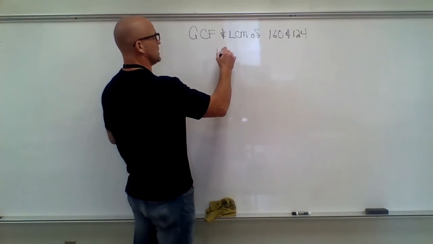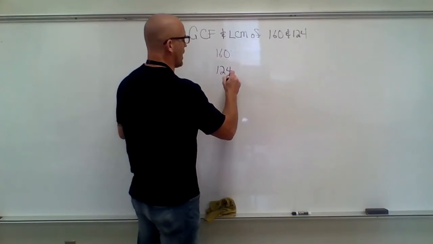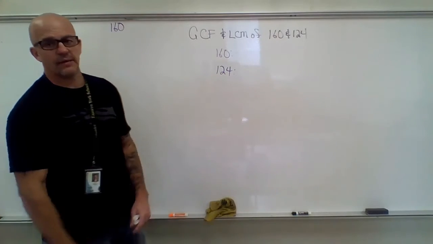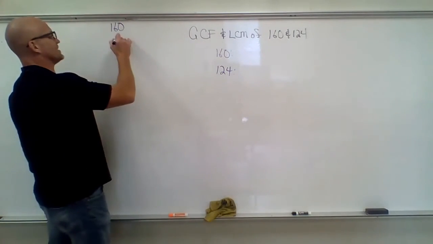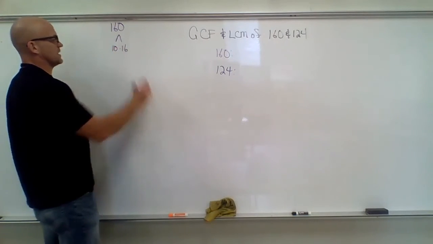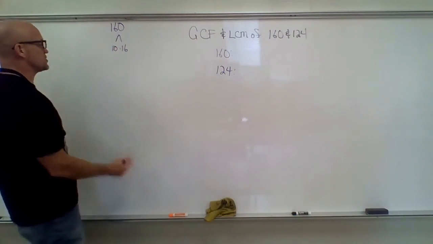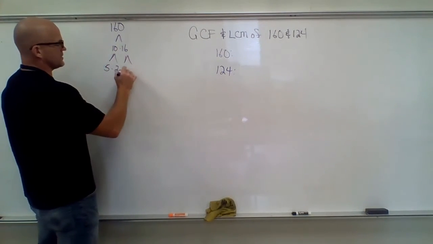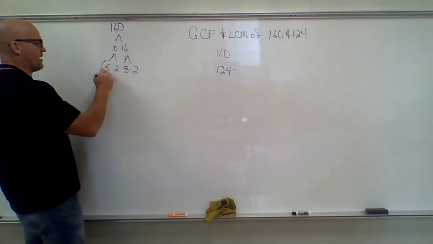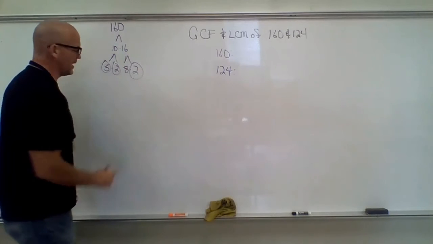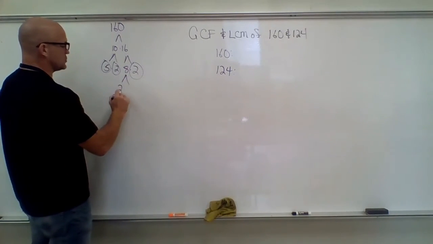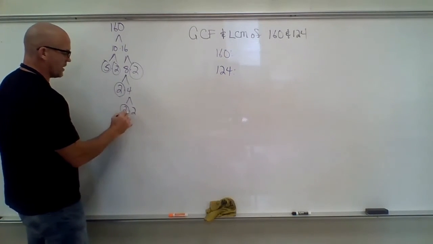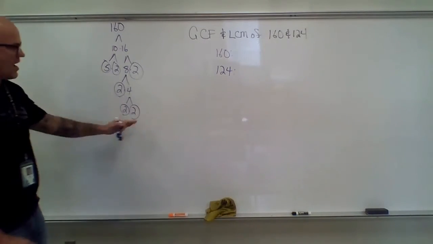So, I'm going to do 160, and I'm going to do 124. I will start with 160. Don't spend a whole lot of time with that number, so I'm going to make it really easy. Anytime it ends in a 0, I like to do the whole 10 thing. That's 10 times 16. Neither one's prime, but it gets me started. 10 breaks down into 5 times 2. 16 breaks down into 8 times 2. So 5 is prime, 2 is prime, 2 is prime, 8 is not. 8 breaks down into 2 times 4. 2 is prime, 4 is not. It becomes 2 times 2. They are both prime. So now I have my prime factorizations.